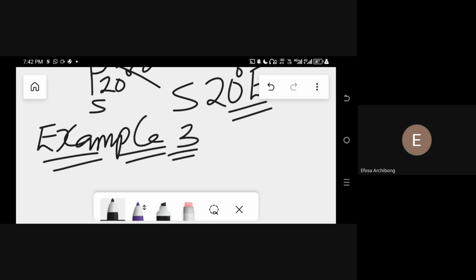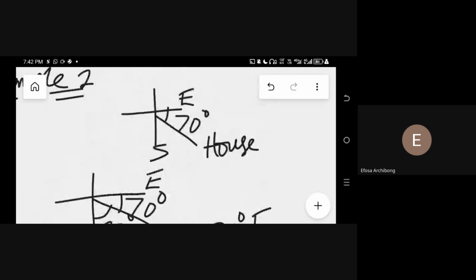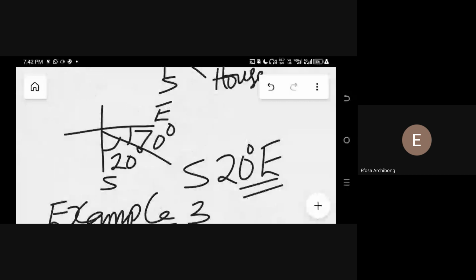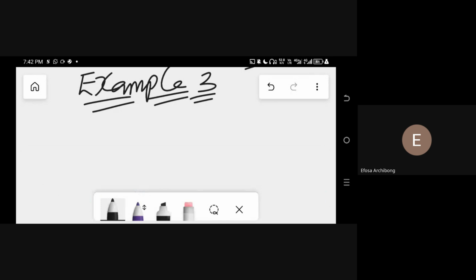Well, try to get up to speed from example 3, because if we have to repeat this, it might take us too long. So, again, let's look at example 3 here. Example 3. Let us say that, let's use a school this time.